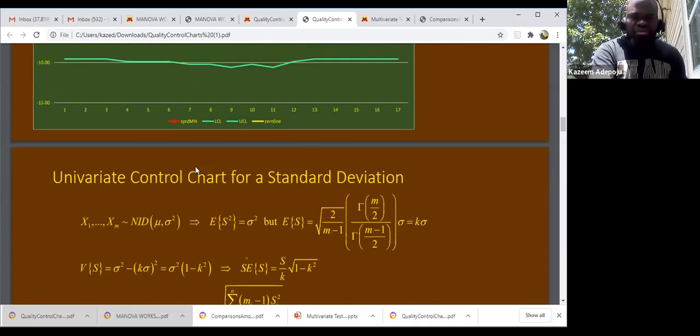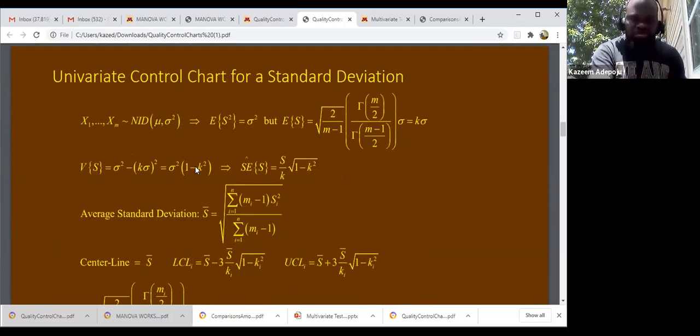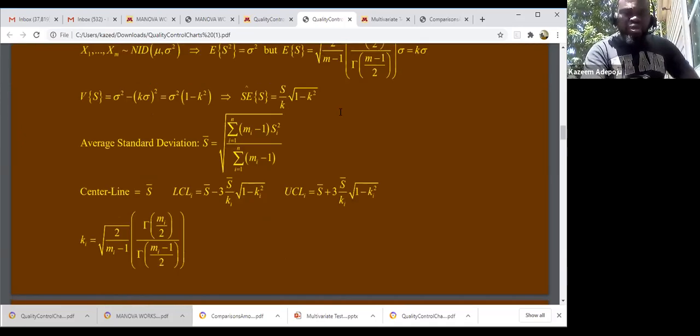Okay, so what I just used right now is the univariate chart, univariate control chart based on the mean. Okay, but we also have the univariate control chart based on the standard deviation, which is what I'm showing you right now. But you know what? I'm actually going to continue from here tomorrow. Before I start the lecture for tomorrow, I'm actually going to continue from where we stop. So this is where I'm going to start from tomorrow. Univariate control chart for a standard deviation. But you can read that up, okay? You can read that up.